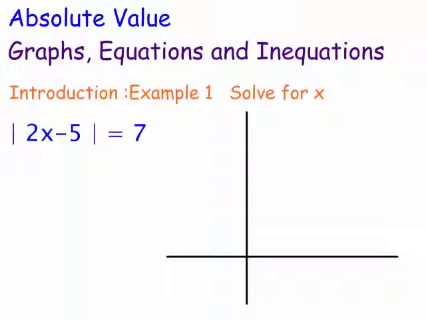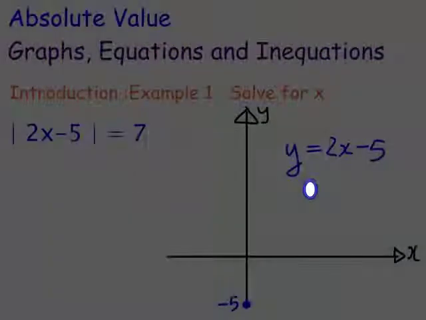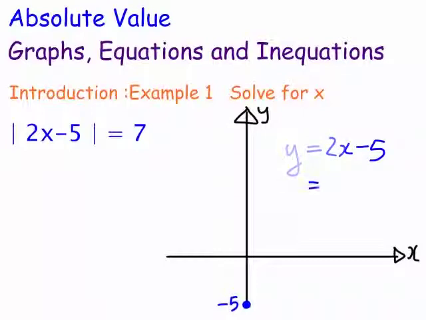We know it would go through minus 5 down here on the y-axis. Let's put in some axes: this would be the y-axis, this is the x-axis. Now, where would it go through on the x-axis, or the x-intercept? What would be the x-intercept of y equals 2x minus 5? Let's have a look. y equals 2x minus 5. Make y 0. Okay, 0 equals 2x minus 5.